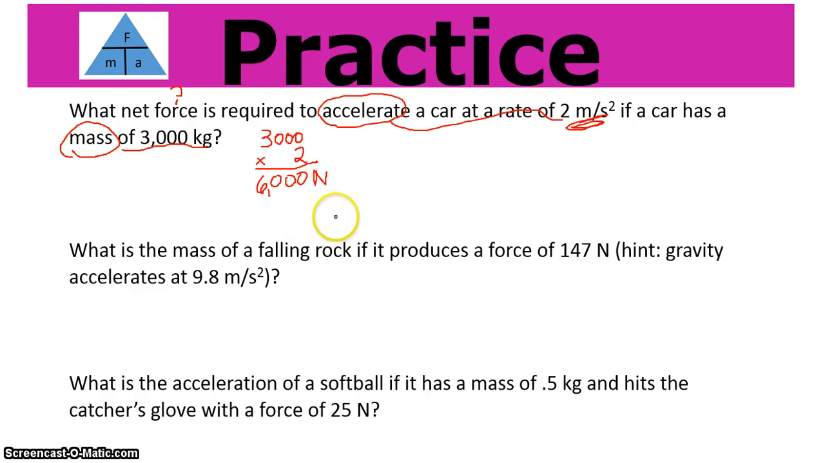Our next practice problem is asking, what is the mass? So now I'm trying to find out mass. The problem wants to know the mass of a falling rock if it produces a force of 147 newtons. Well, I don't know my acceleration, but since it's falling on Earth, we know gravity accelerates at 9.8 meters per second squared. So I know my acceleration.